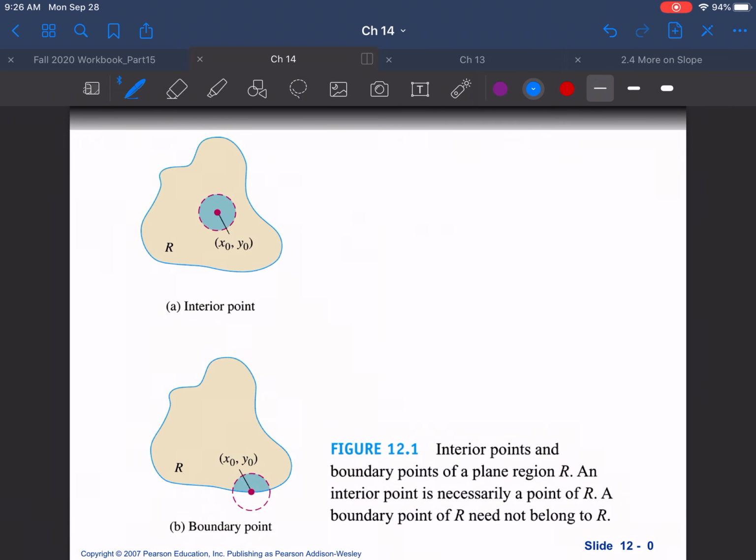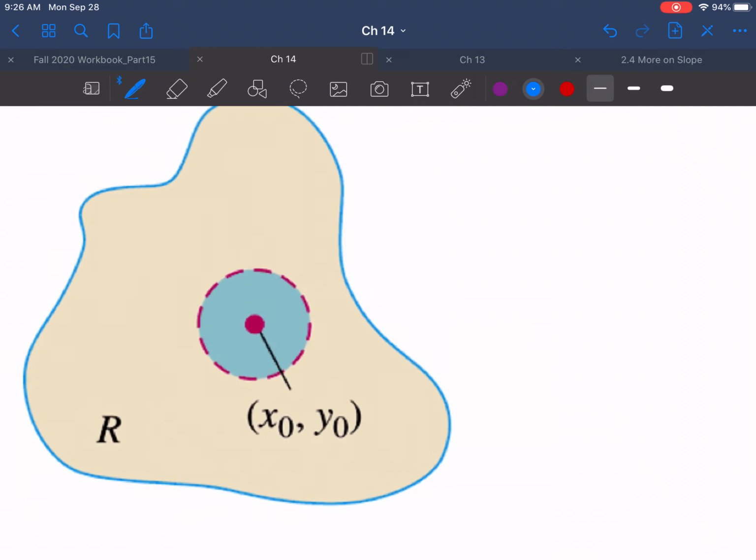Here is an interior point. Essentially what we're doing is looking at a single point, and then looking at a disk of any radius, which can be super small. So we're essentially looking at all the points just surrounding it. If each one of those surrounding points is inside our region, then the main point we're looking at in the middle is also in the region.